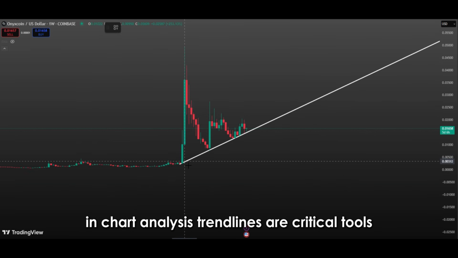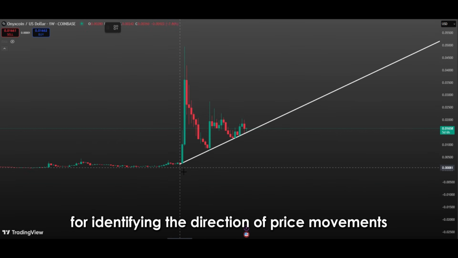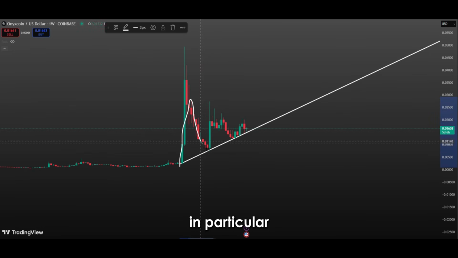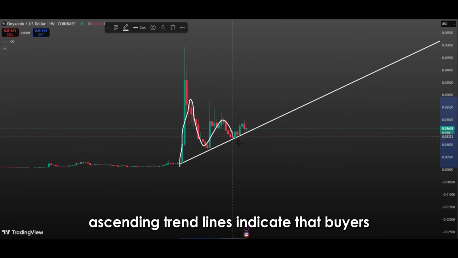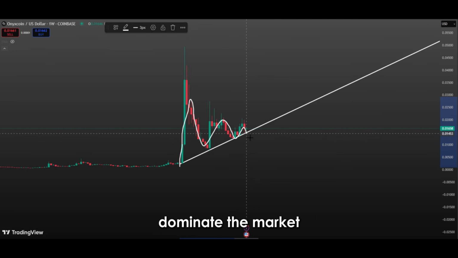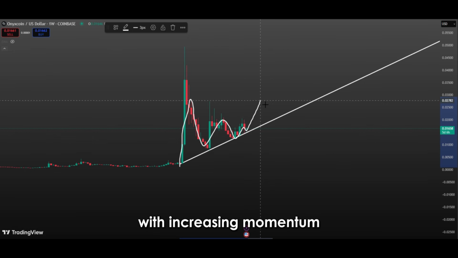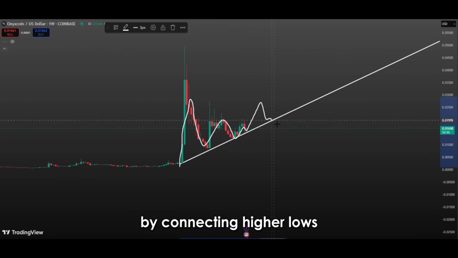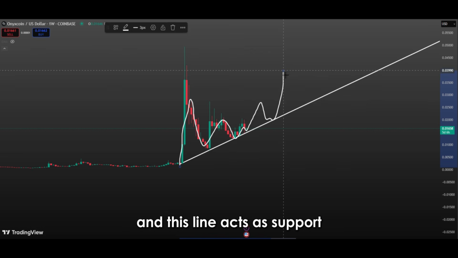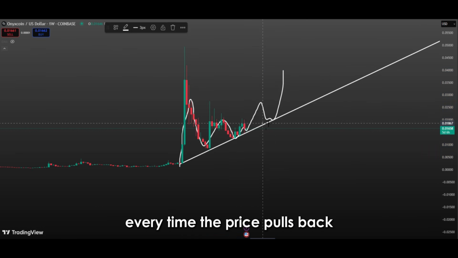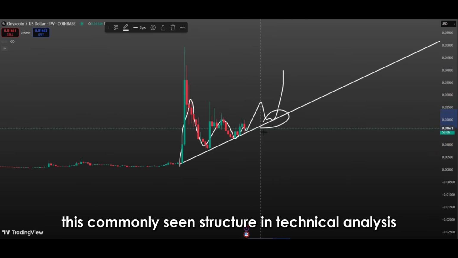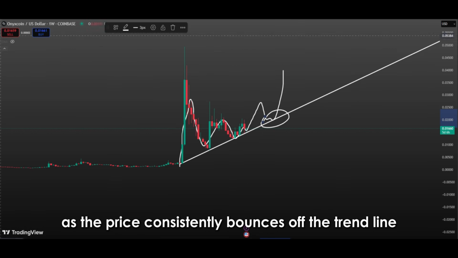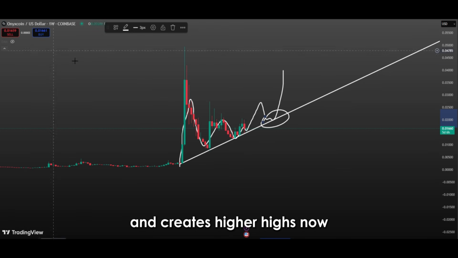In chart analysis, trend lines are critical tools for identifying the direction of price movements and potential support resistance zones. In particular, ascending trend lines indicate that buyers dominate the market and that the price is moving upward with increasing momentum. An ascending trend line is typically drawn by connecting higher lows, and this line acts as support every time the price pulls back. This commonly seen structure in technical analysis strengthens investors' buying decisions as the price consistently bounces off the trend line and creates higher highs.